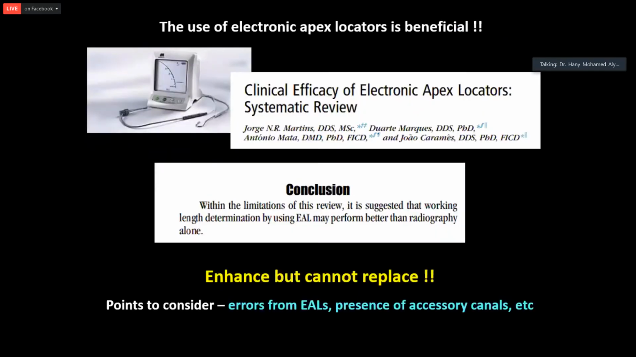That's why it is very important to use electronic apex locators during working length determination, because of these radiographic limitations, since it is 2D and it really cannot show us the buccal and lingual or palatal directions of the foramen. That's why it's very important to use the electronic apex locators, in order to give also a clue for the location of the major and minor apical foramen.